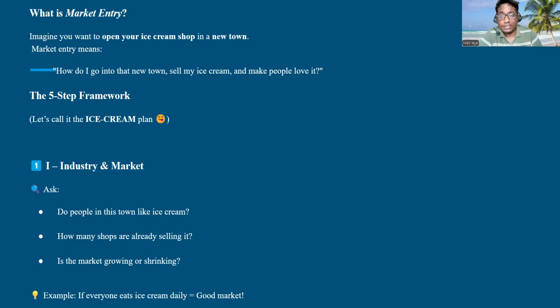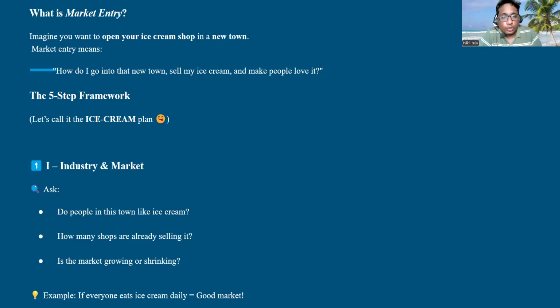The five-step framework of market entry strategy, let's call it the ice cream planner. The first one is industry and market, which is nothing but external analysis. You will be doing the analysis of the industry, the analysis of the competition, the total industry analysis. So let's see what is what.